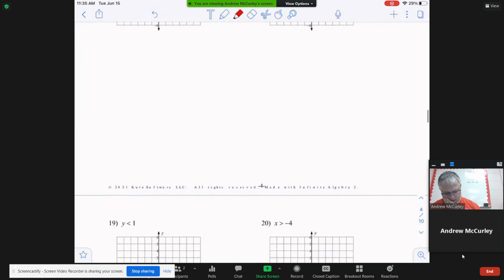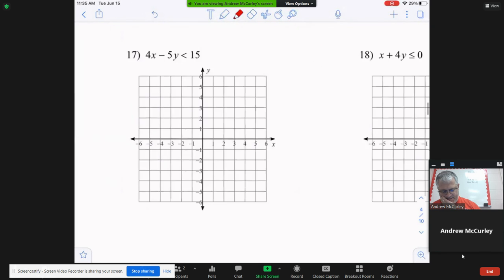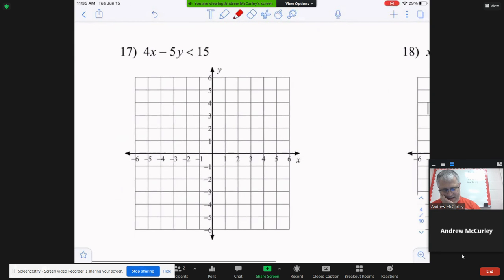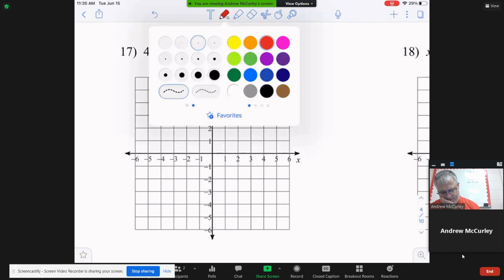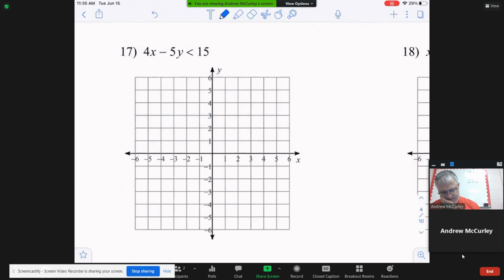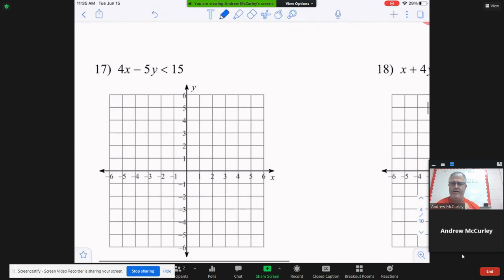So now I got two more. Now they're in standard form. Honestly, I just rearrange these. That's all I've really like to do. Let's just rearrange them, that way we don't make mistakes. So if I've got this guy, I'm going to say, okay, that's going to be -5y is less than -4x plus 15. I just moved the 4x over to this side.